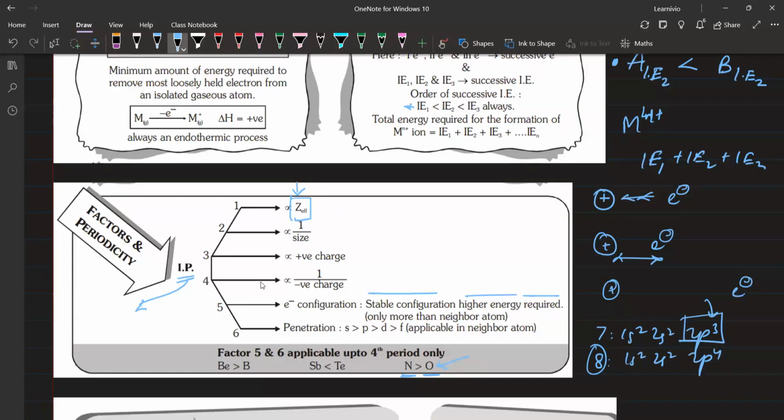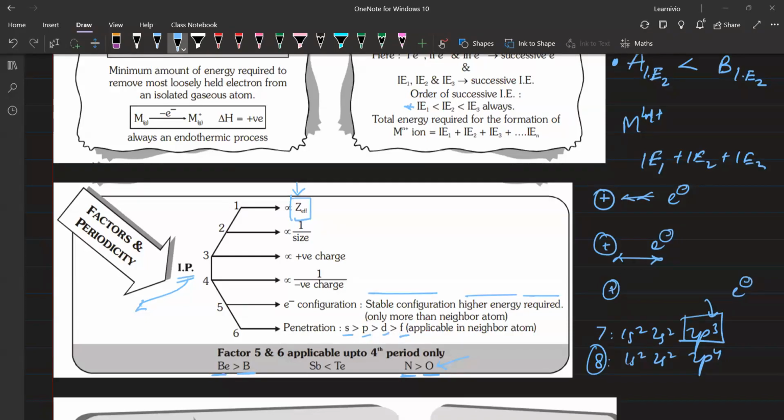Okay. Then we have the penetration. If you are removing an electron from the S subshell, it will be difficult. If you are removing from the P, it will be a bit less difficult. If you're removing from D, it will be less difficult, and it will be very easy to remove the electrons from the F subshell. Now, for example, if you look at beryllium and boron here, okay. So what is the atomic number of beryllium?